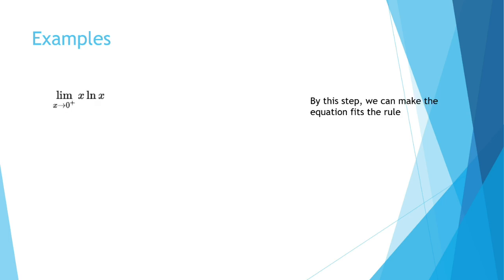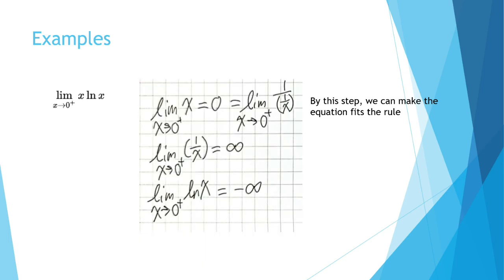So here comes our second example. We will now validate the conditions for L'Hopital's rule. The limit as x approaches 0 from the right of x equals 0, but the limit as x approaches 0 from the right of 1 over x equals infinity. So we will use this form of the equation later. The limit as x approaches 0 from the right of the natural logarithm of x equals negative infinity. Since we have done the check, we may now move to the calculation part.